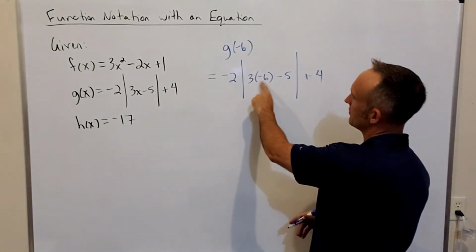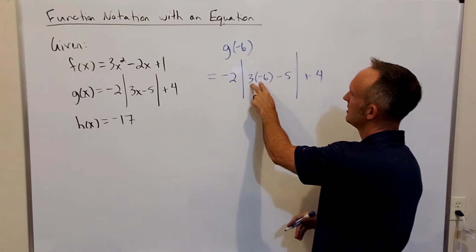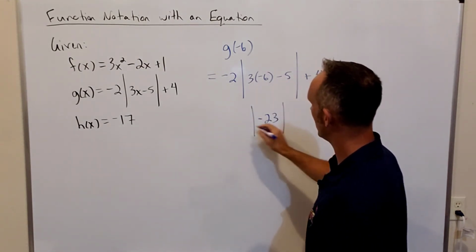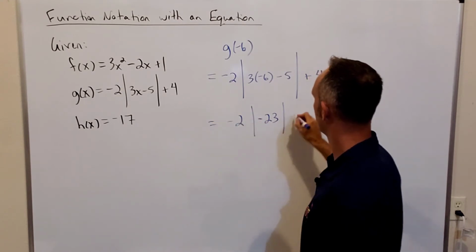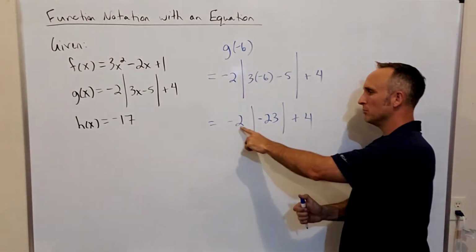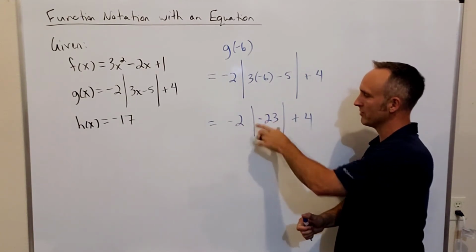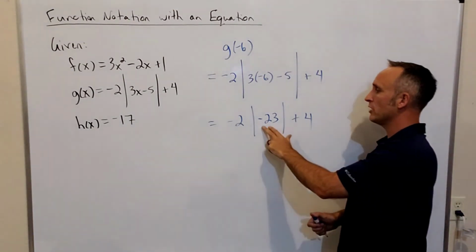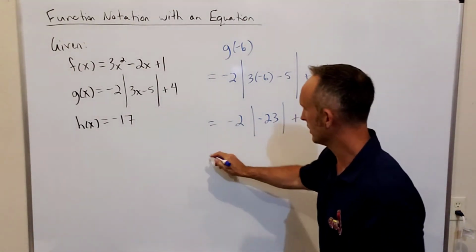So 3 times negative 6 is negative 18. Negative 18 minus 5 is negative 23. Keep your absolute values. We haven't dealt with those yet. And keep everything else as well. So now the next thing I need to do is multiply negative 2 by whatever this is. So I need to know what the absolute value of negative 23 is. And the absolute value of negative 23 is positive 23.